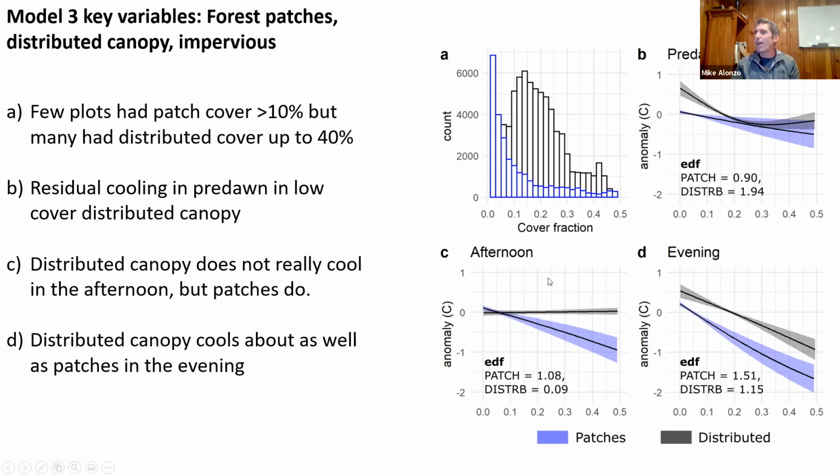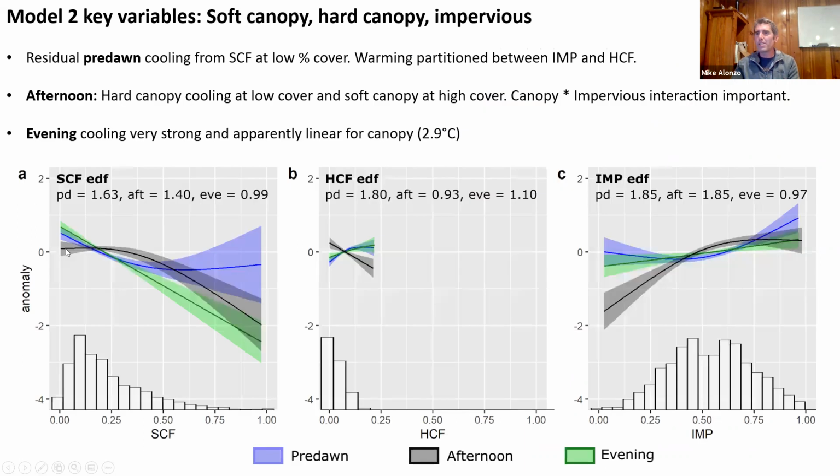And so I think this chart helps to explain what we're seeing in these other results in the afternoon. Distributed canopy is most of the canopy up to 50%, and it's not doing anything, so there's this flat spot up here. But when you get out to greater than 50% cover, well, the only game in town then is patches. And so patches are cooling even in the afternoon. So I think that's one way to explain what these studies are showing.